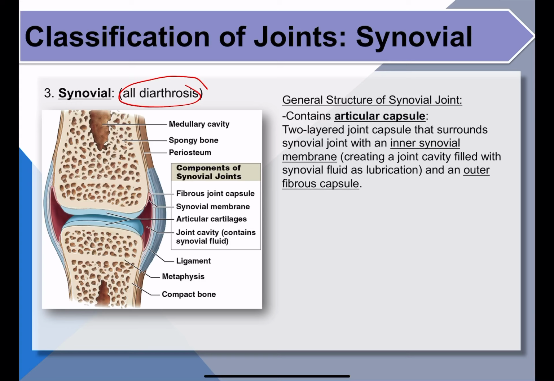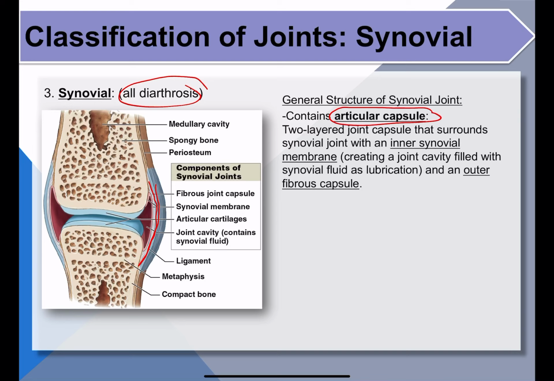Okay, so the more exterior part of the joint, there exists an outer covering called the articular capsule, which is what this area is about. Okay, articular capsule. The articular capsule contains 2 layers. One is the inner synovial membrane, kind of like the serous membrane.